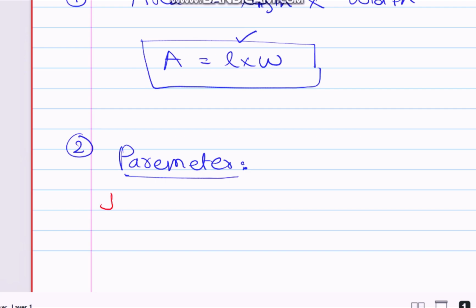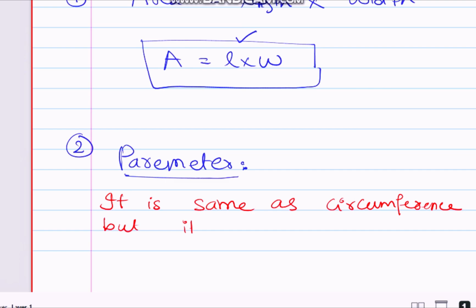Let me write here, it is the same as circumference. Its meaning, its concept, is the same as circumference, but it is for rectangles. This is a very important point, and a very important difference. Now move to the next page, and let me tell you what perimeter is.